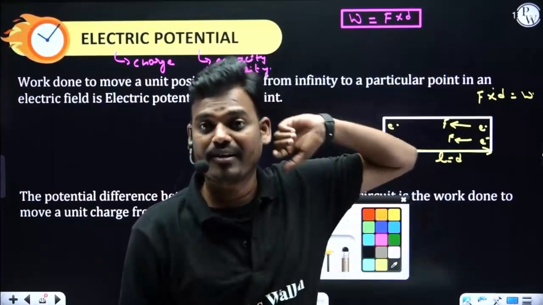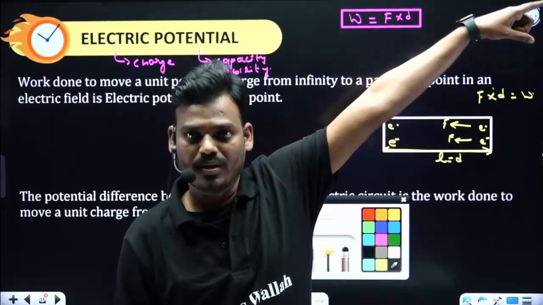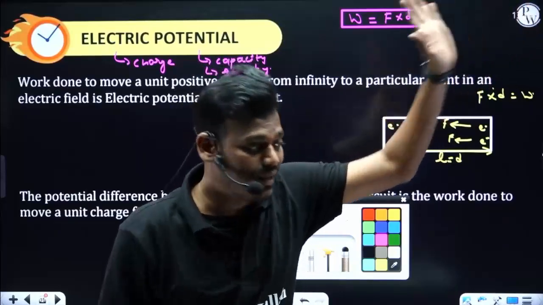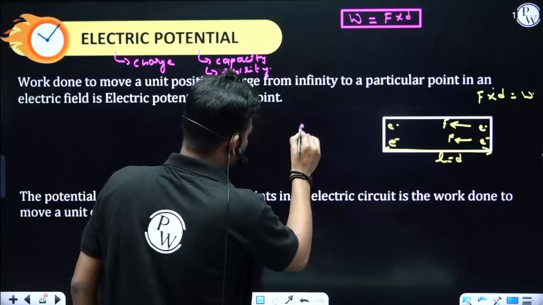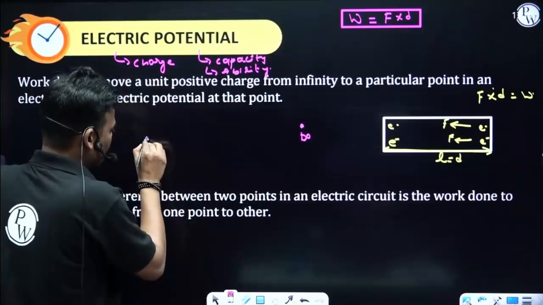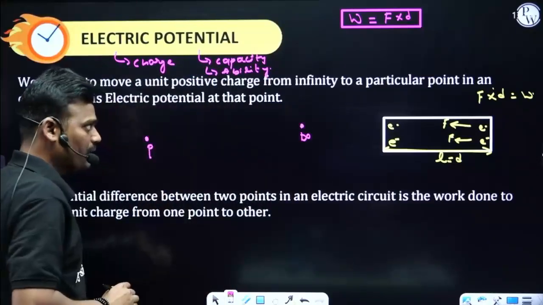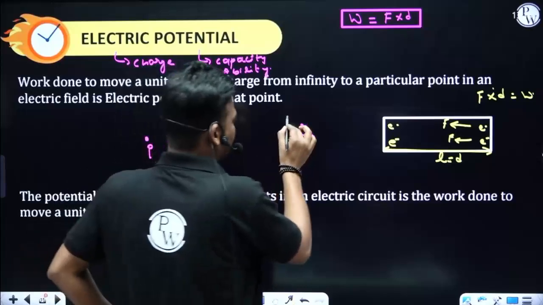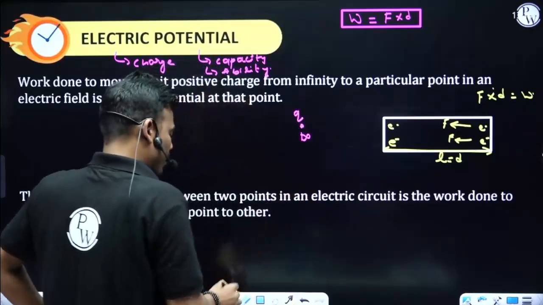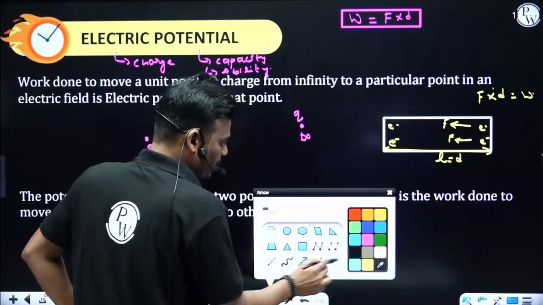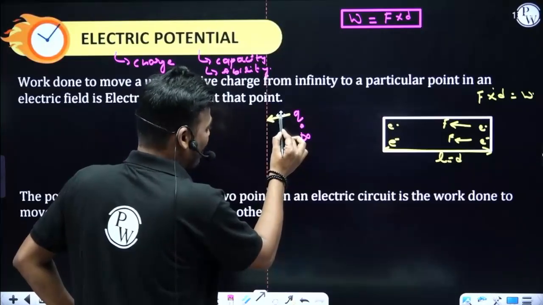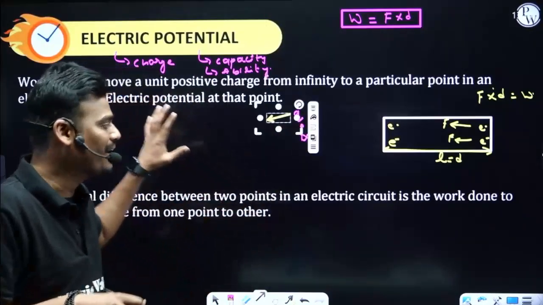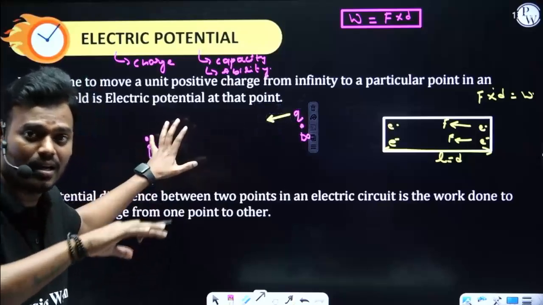Potential means the reference point is infinite. For example, let's say this is the infinite point, and this is your reference point, point P. And here we have a charge Q. I'm applying a force. In this case there is another charge surrounding it. There is an electric field.